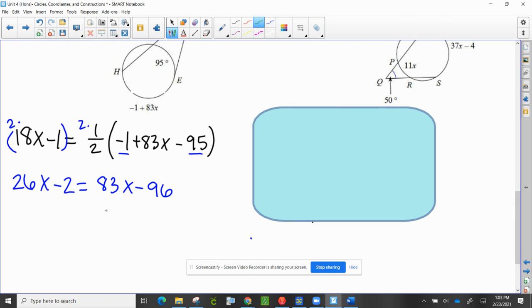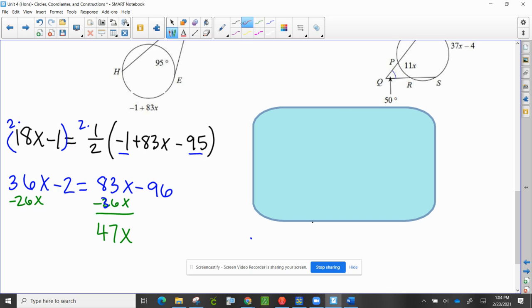Okay, so let's subtract the 26x, get the x terms on one side. So 83x minus, oh, this should be 36. Hopefully you caught me on that. 36, not 26. So minus 36x on that side. That should give us 47x.